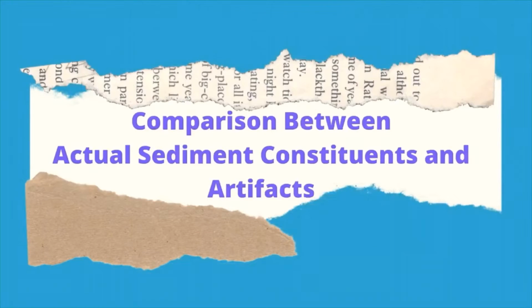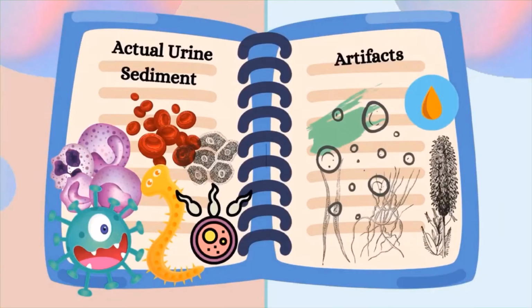The next topic that I will be discussing is the comparison between actual sediment constituents and artifacts. Actual urine sediment consists of biological elements such as leukocytes, erythrocytes, epithelial cells, casts, bacteria, fungi, parasites, and sperm. On the other hand, artifacts consist of oil or fat droplets, air bubbles, starch granules, fibers, pollen grain, talcum powder, and hair.